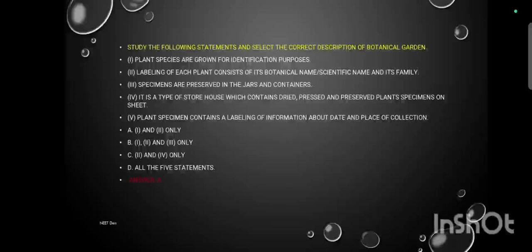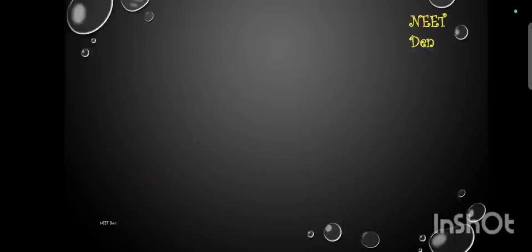So this is all about the various MCQs or objective questions which can be asked on this particular chapter, the first chapter of biology, 11th standard, CBSE, that is the living world.